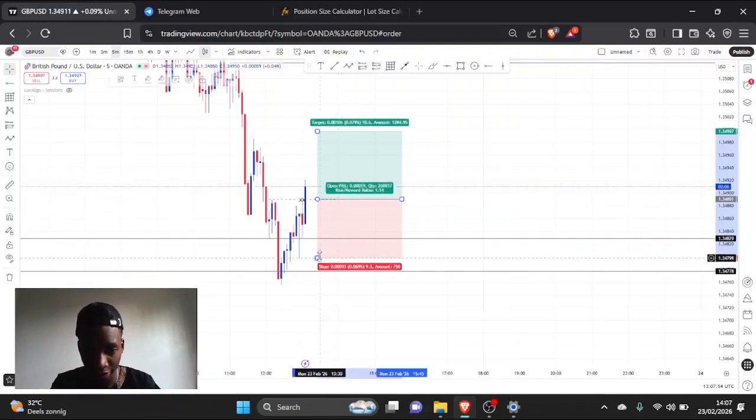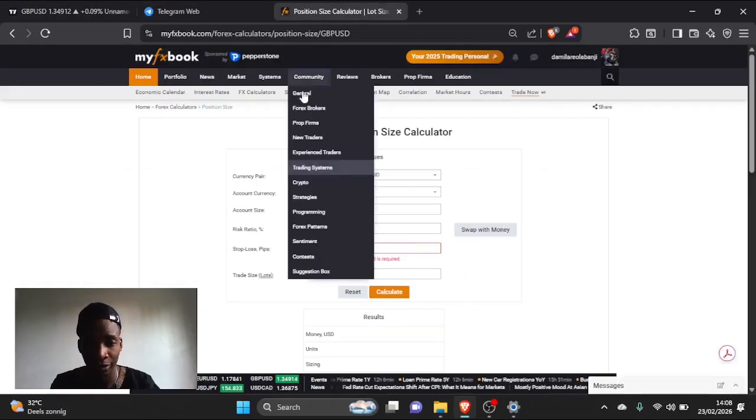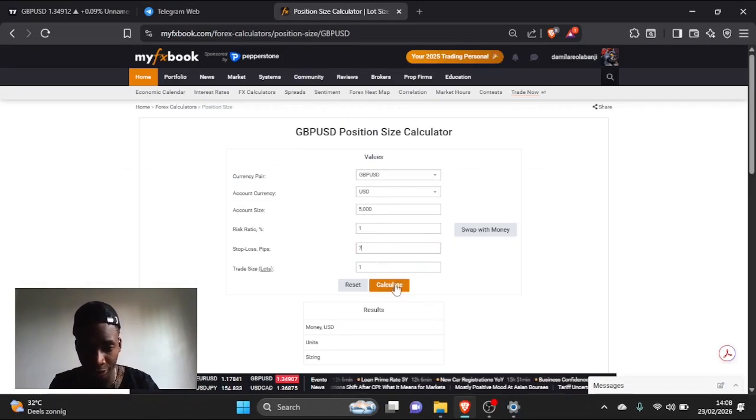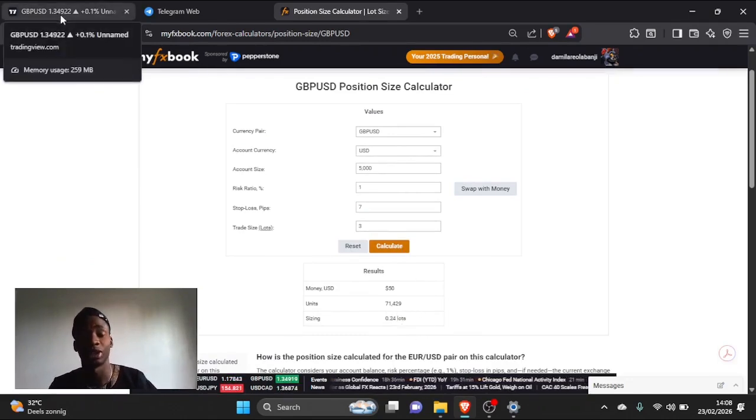Let's say it's 9. Oh no, it's going fast. The way it's going, the stop loss is going to be this one. Yeah, let's say 7 pips. Our lot size is going to be 0.71. That's if I want to open one position, but I don't want to open one position. I want to open 3 positions. So I'll be using 0.24 in each position: 0.24, 0.24, 0.24.